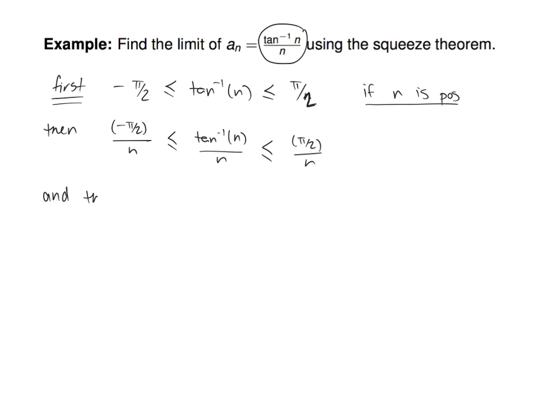What's the limit as n goes to infinity of plus or minus pi over 2n? Where do they both go? Positive pi over 2n goes to 0. Negative pi over 2n also goes to 0. One goes to 0 from the bottom, one from the top. So the limit as n goes to infinity of inverse tangent of n over n also goes to 0.